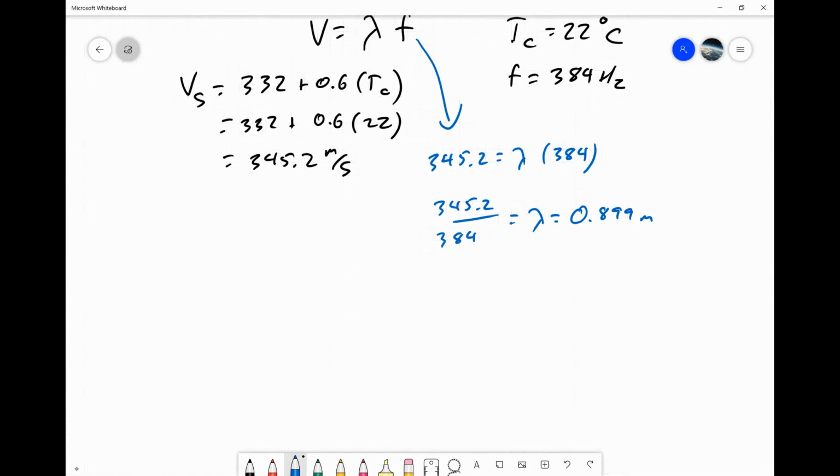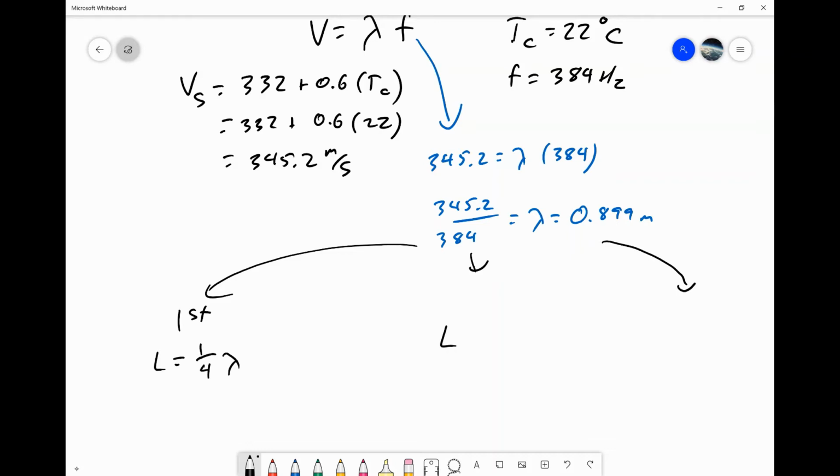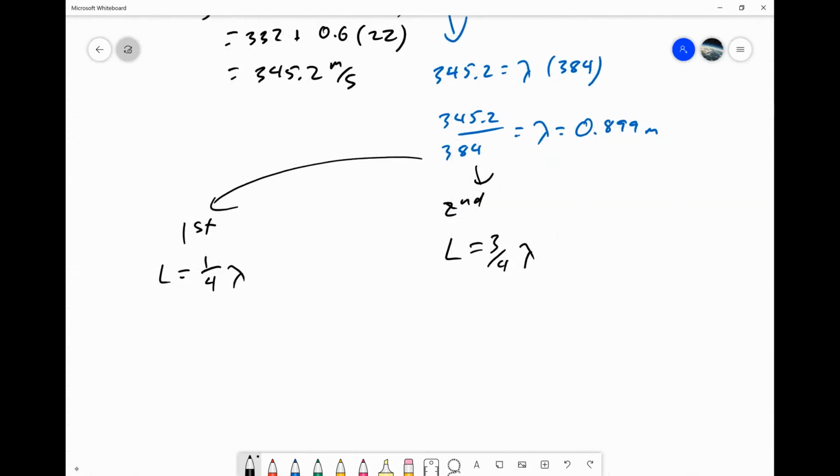Now, because this is an example of a fixed end and an open end, we know the formula is going to be, for the first harmonic, length is equal to 1/4 of a wavelength. Let me make that neater. And length for the second harmonic is going to be 3/4 of a wavelength.